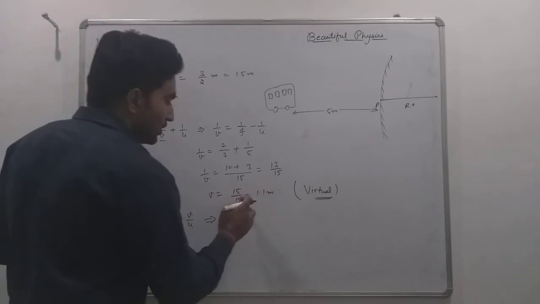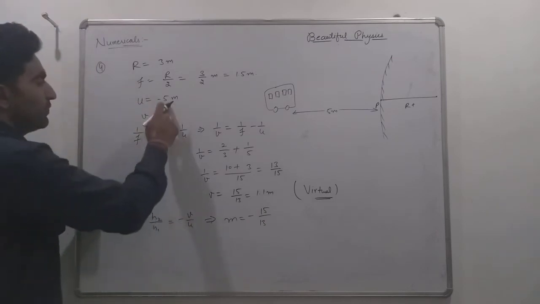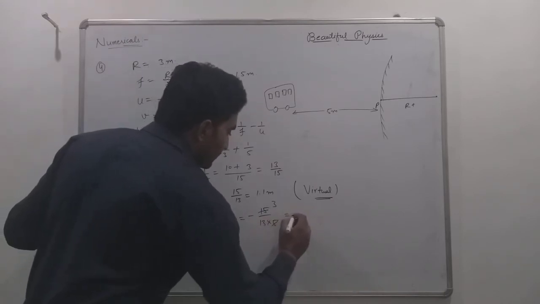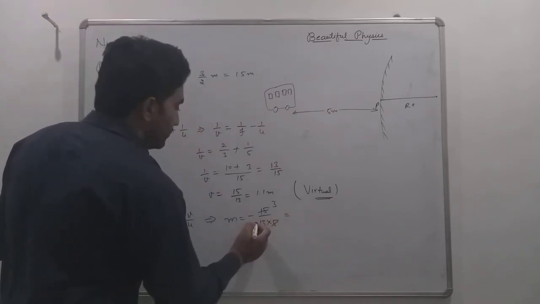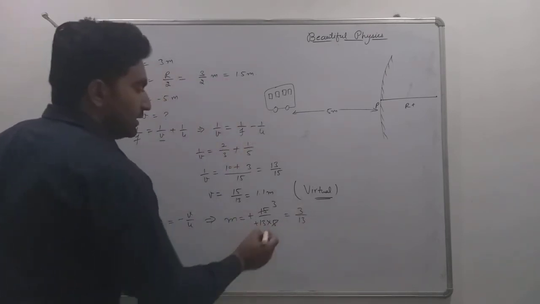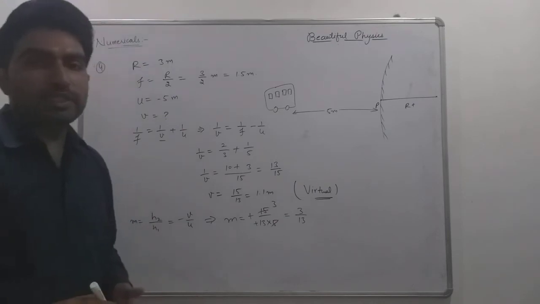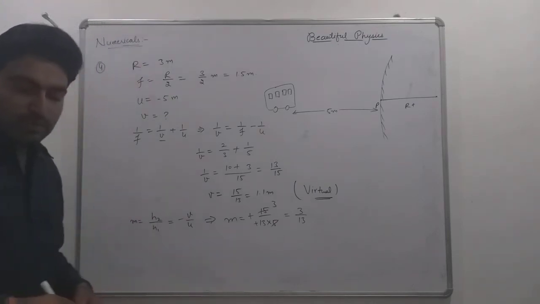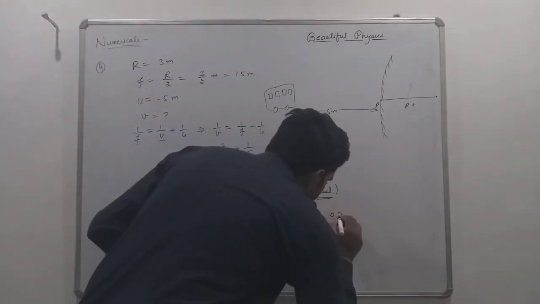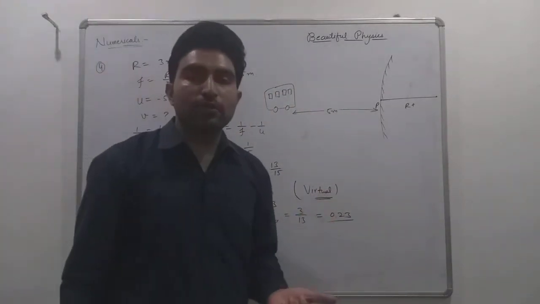In place of v we will put the value 15 by 13, and in place of u we will put the value minus 5. 5 times 3 is 15, and the value of u is negative, negative times negative is positive, and it will be equal to 3 by 13. As can be seen from the result, the result is less than 1, so the image formed is smaller than the object. 3 by 13, the result will be equal to 0.23.